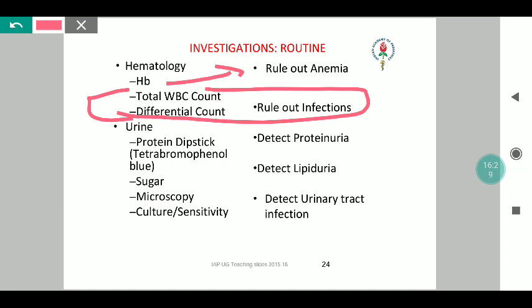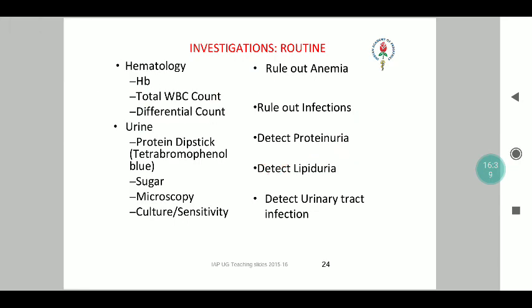Urine routine to be done. The protein investigations will detect proteinuria. It's very easy, and that is often the diagnostic hallmark for nephrotic syndrome. Also, urine sugars and microscopy need to be done.